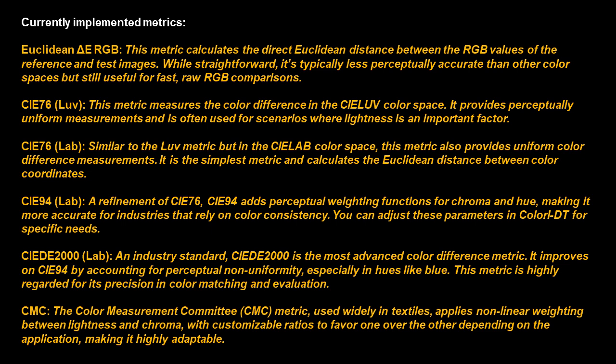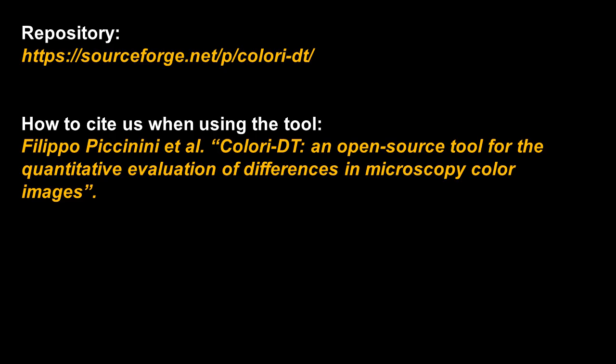And then we have the Color Measurement Committee metric, CMC. Usually used in textiles, it applies nonlinear weighting between lightness and chroma with customizable ratios in favor of one over the other depending on the application, making it highly adaptable.